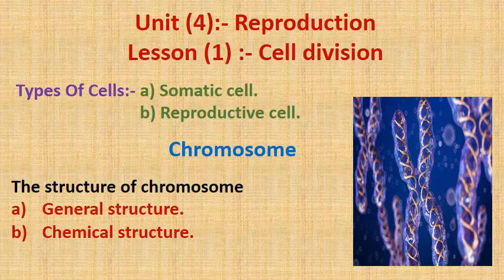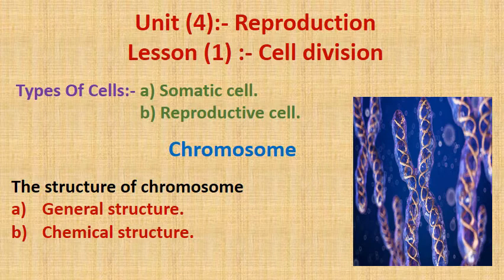You can describe the chromosome as you see it. When you look at the figure, you can see the chromosome consists of two thread bodies, each one called chromatid. It looks like thread bodies, consisting of two parts, each part called chromatid. These two chromatids are connected together at a point called centromere. And this is the general structure.